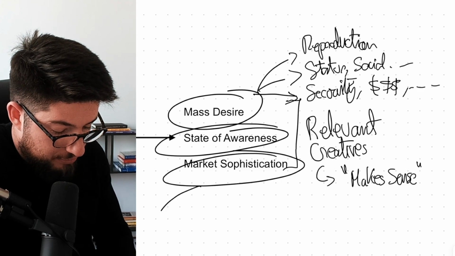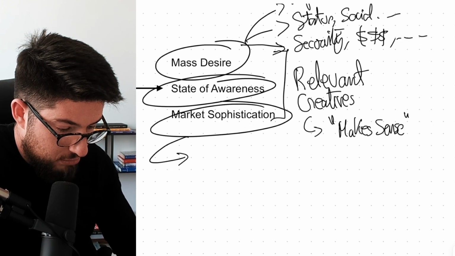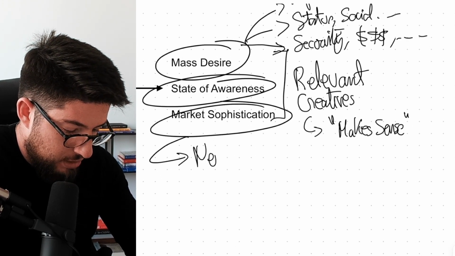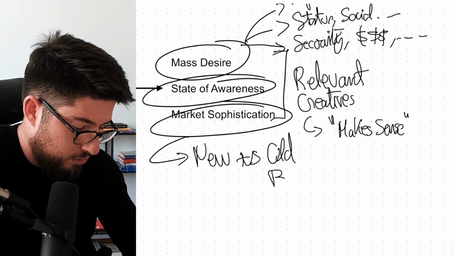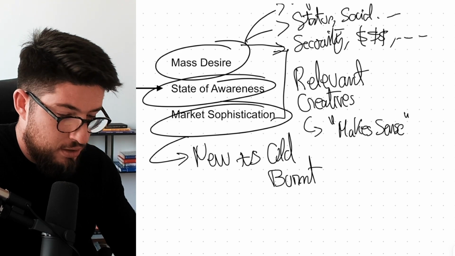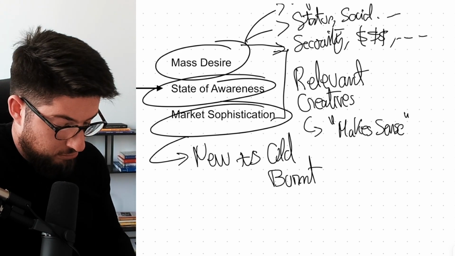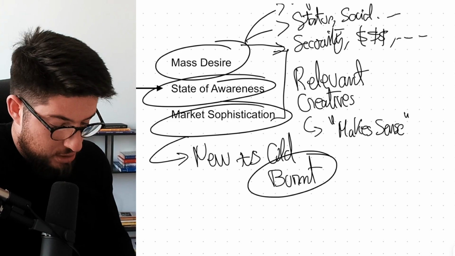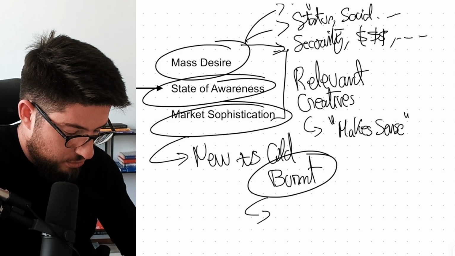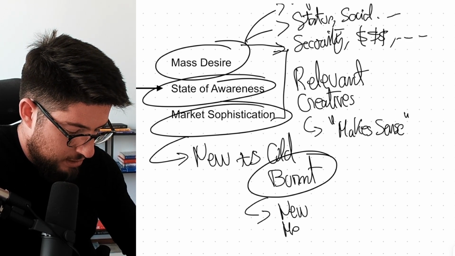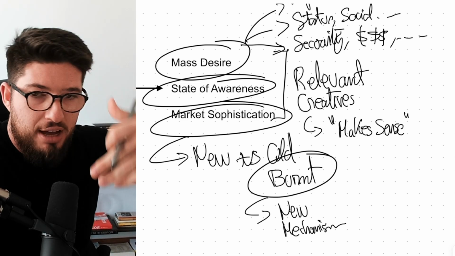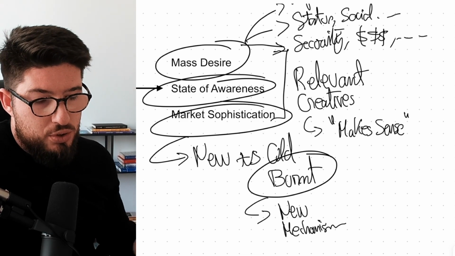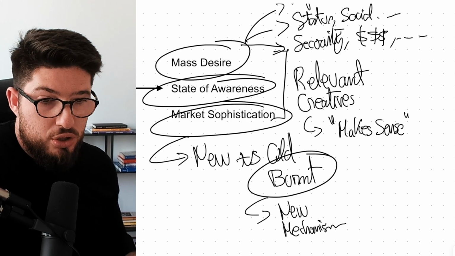And then market sophistication is basically new versus old, or something that's burned. So fat loss is burned. So when a market is burned, you need a new mechanism. Everybody knows that, yeah, I'm fat, I have a problem. I'm fat, I want a solution. Everybody knows that there are a lot of solutions.